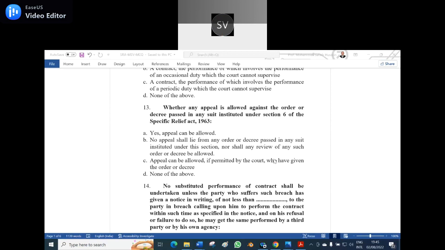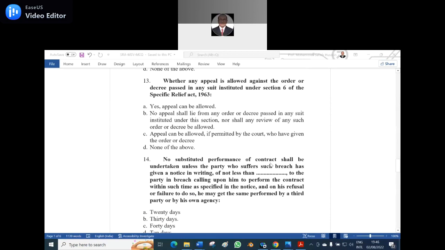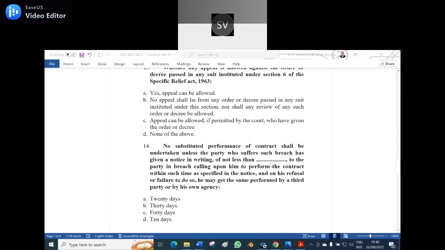Option B, appeal. Can you say which section and option? Section number 6, clause 3. Sir, clause 3 is the correct answer. Clause 2 is regarding 6 months, and the suit cannot be filed against the government. Yes.